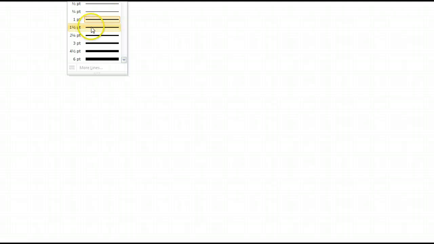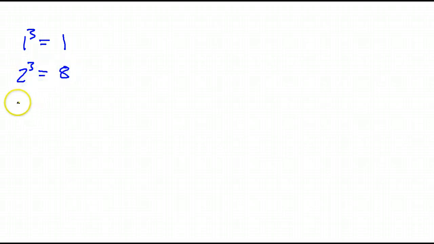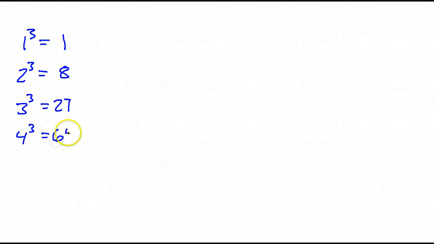world. For example, I'm sure you know that 1 to the third power is 1, because 1 times 1 times 1. But what about 2 to the third power? Alright, that's 8. 3 to the third power is 27. 3 times 3 times 3. Alright, 4 to the third power is 64. 5 to the third power is 125.